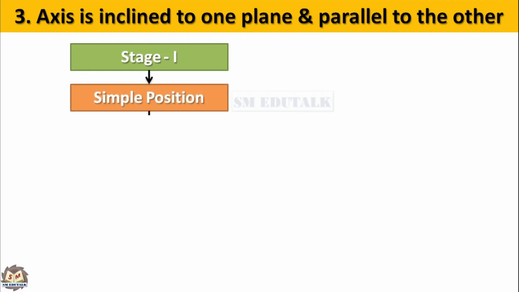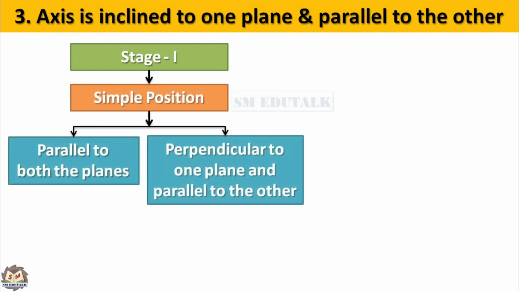That is, the first position, axis is parallel to both the planes, and the second position, axis is perpendicular to one plane and parallel to the other, are called as simple positions. In these positions, axis is parallel to both the planes is a rare and a complicated condition. 90% you can't expect questions from this. Hence, the second position, axis is perpendicular to one plane and parallel to the other, is used for simple position.